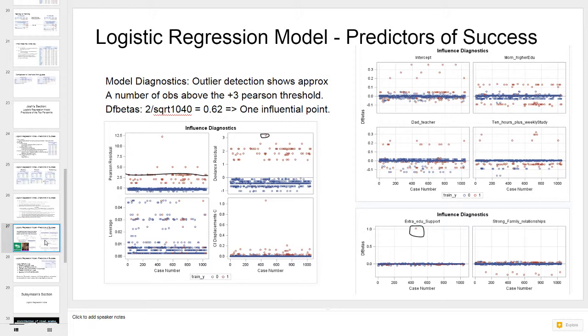This is just showing some model diagnostics. I had a few outliers, but my DFBETAS is only showing one real influential point when I take 2 divided by the square root of my n. Just a quick view and the sum of the outliers and influential points. There's not too many. Next slide.